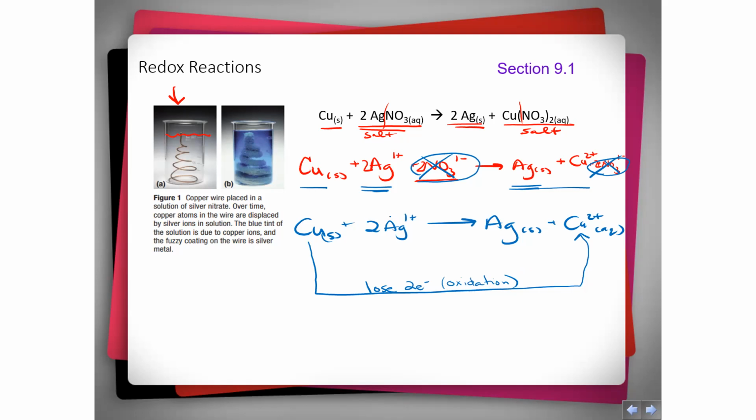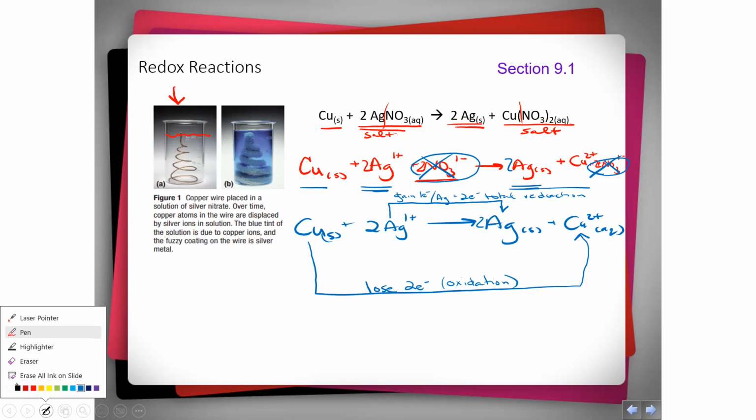So let's figure out our other half. Silver goes from silver plus 1 to just silver. I forgot that there's a 2 there and a 2 there. So silver is going from plus 1 to neutral. So it had to gain 1 electron per every silver atom. So that's 2 electrons total. And if it gained electrons, it's a reduction. So we've identified in this what we call 2 half reactions.